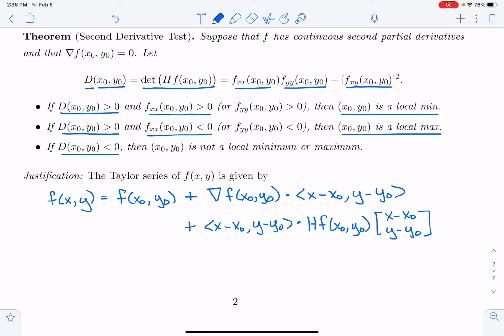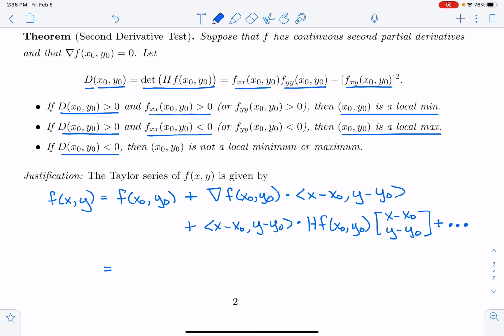So we have a second derivative term there, and then we're going to have terms with third derivatives, but those are just higher order terms. We know that a function, if it has enough derivatives, is going to be equal to its Taylor series. So I'm just rewriting this function as equal to its Taylor series.